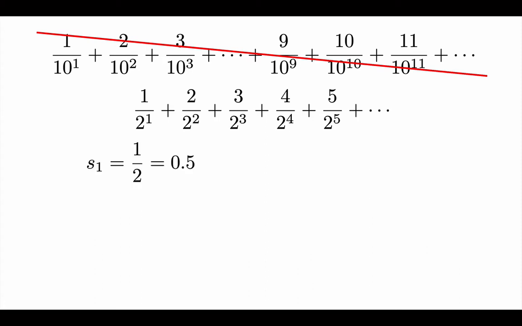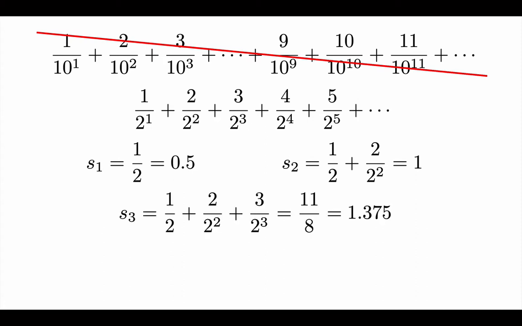The first term is 1/2. That's 0.5. The second term is 2/4, which reduces to 1/2, so the second partial sum is 1/2 plus 1/2, which equals 1. The third partial sum turns out to be 1.375. Now, I could bore you by doing more calculations, but what I want to know is what happens to the sequence of partial sums long term.